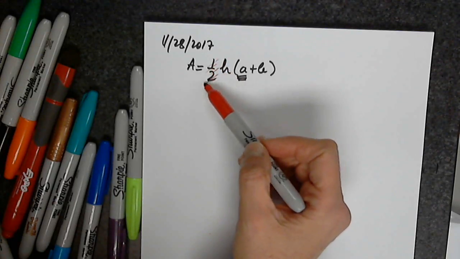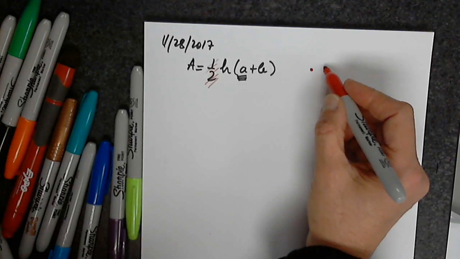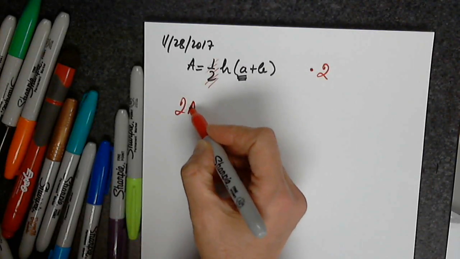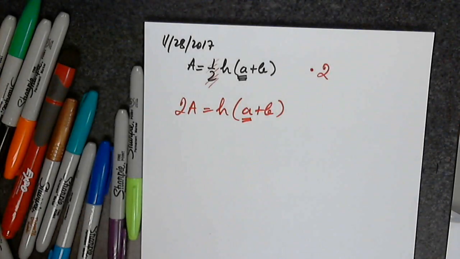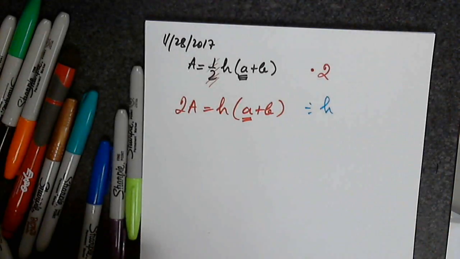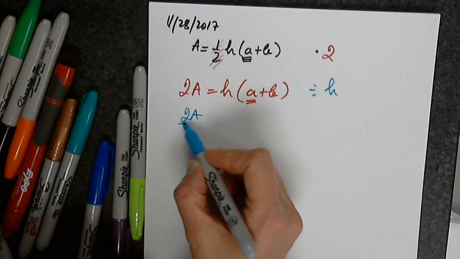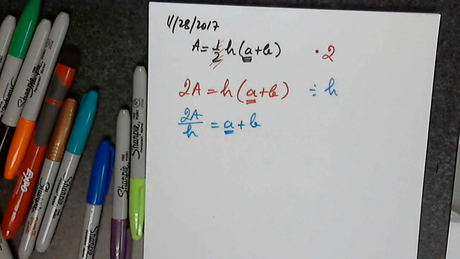I would like to get rid of this. Right. So in order to do that, I will have to multiply both sides by 2. Exactly. So then I have 2A equals h(a plus b), and I'm still solving for a. And now I would like to get rid of h. You can distribute if you want to, but I think it's easier if we get rid of it. Yes. So divide by h. So then I have 2A over h equals a plus b, and I'm still solving for a.